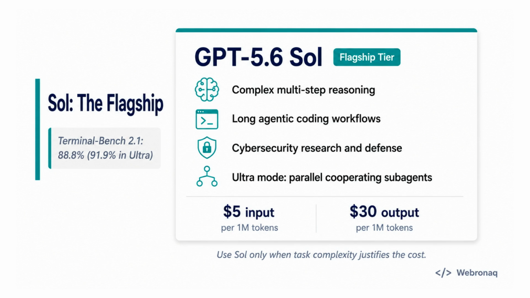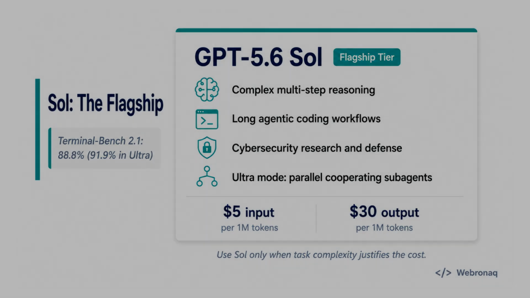The first is max reasoning effort, which gives a single agent more time to think before responding. The second is Ultra mode, which is the headline feature. Instead of one reasoning chain, Ultra spawns multiple cooperating sub-agents that work on different parts of your task in parallel and communicate with each other as they go. On Terminal Bench, Ultra mode pushes Sol to 91.9%. The price for all this is $5 per million input tokens and $30 per million output tokens. That is the right spend when the problem is genuinely hard. Coming up next, we look at Terra and Luna, the everyday workhorses that handle most real production work.